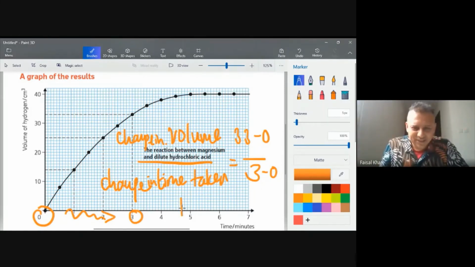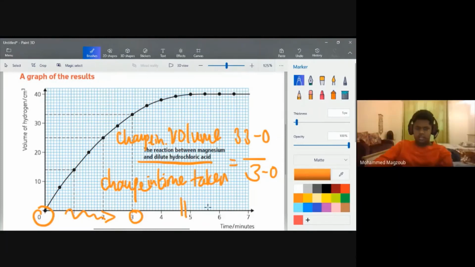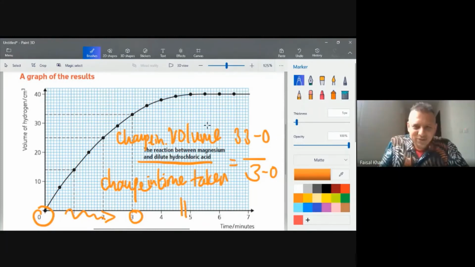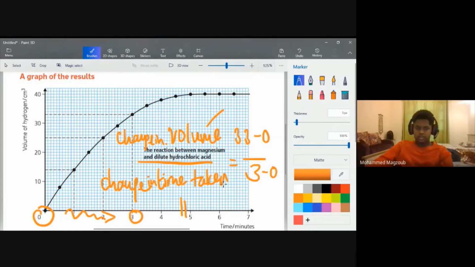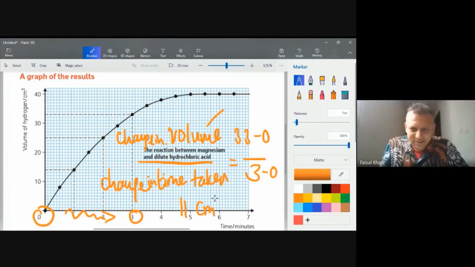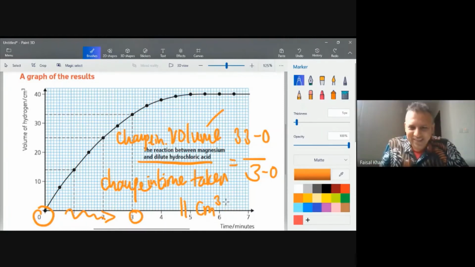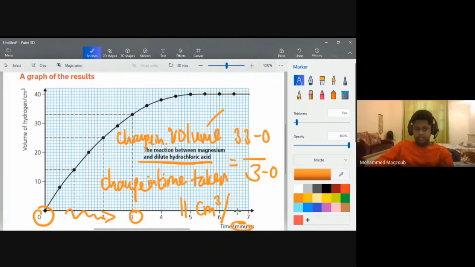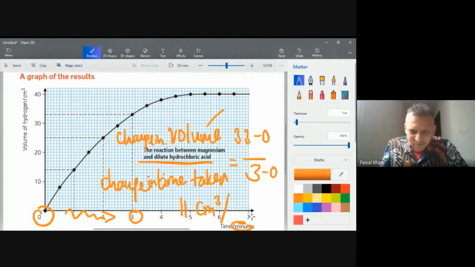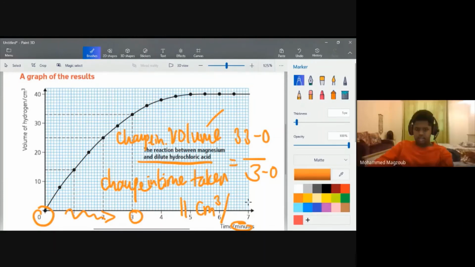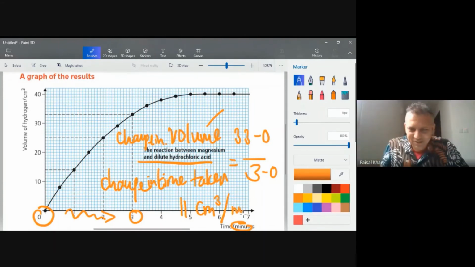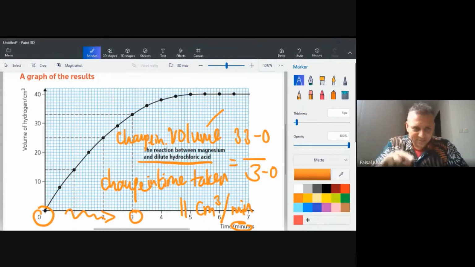And what's our units? What are the units? Squared? Squared? That's new. You're reinventing maths. Cubed. Cubed, okay. And it's per? What's the time taken? Time taken 3. Units. Minutes. Thank you very much. Okay, right. So that works out.